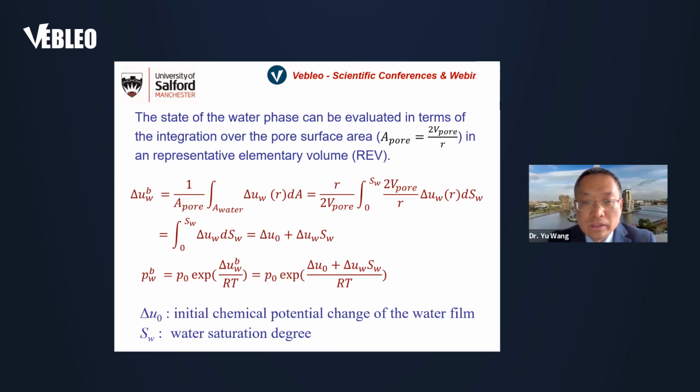And we substitute that into the Kelvin equation. So that means we can explicitly describe the water phase pressure inside the pore spaces in terms of the water saturation degree. And the delta UW here is a molar chemical potential change, which depends on the representative or hydraulic radius of the capillary model, and the delta U0 stands for the initial water film, which covers all surface areas before the condensation of the pore water.